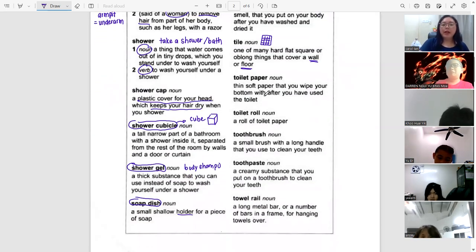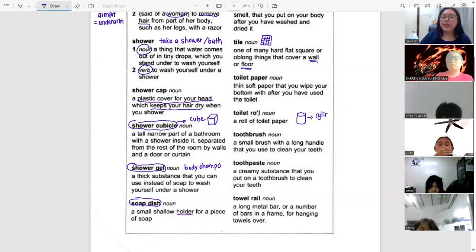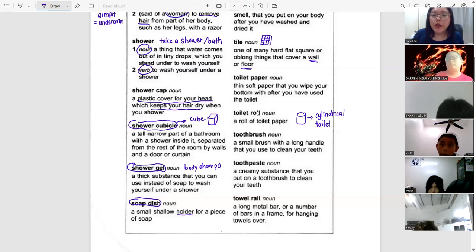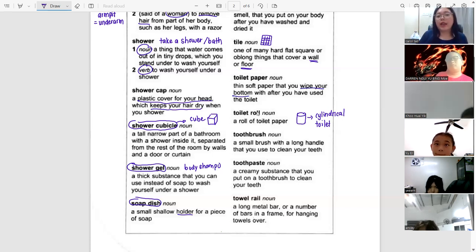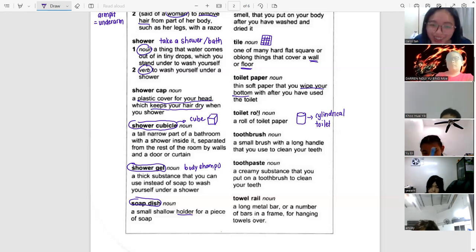And then we have toilet paper, toilet roll. Toilet roll is 厕纸. Okay? It looks cylindrical. You all can write, toilet roll is cylindrical. Cylindrical is 圆锥体. What about toilet paper? Toilet paper is usually square shaped. Okay. To wipe your bottom. What is wipe your bottom? 擦你的屁股, okay, that one. 擦你的 butt. Yeah, to wipe your butt, or wipe your backside.